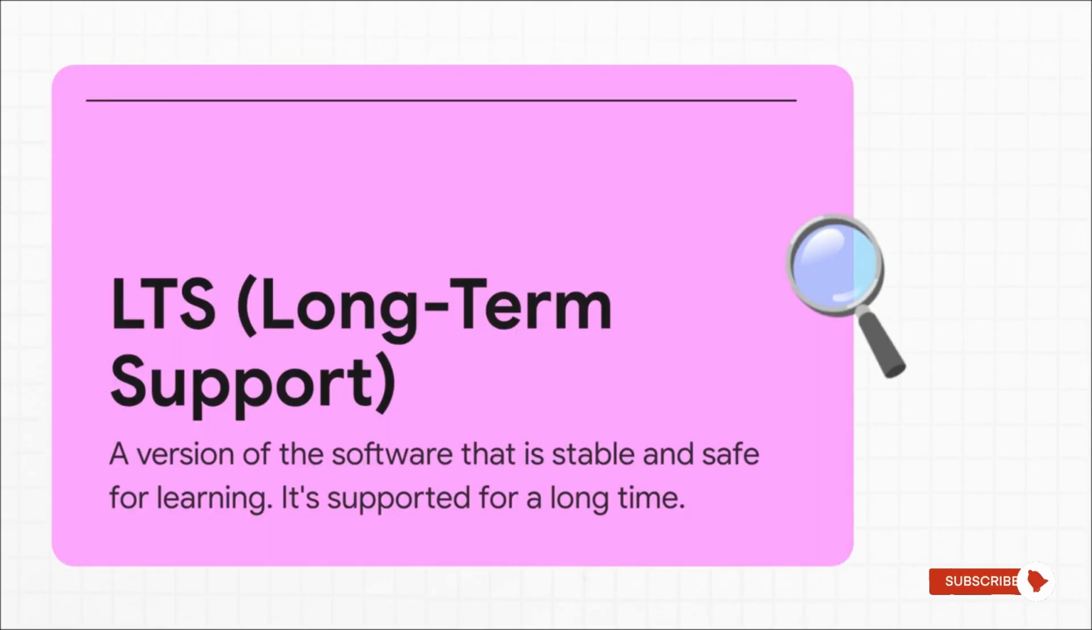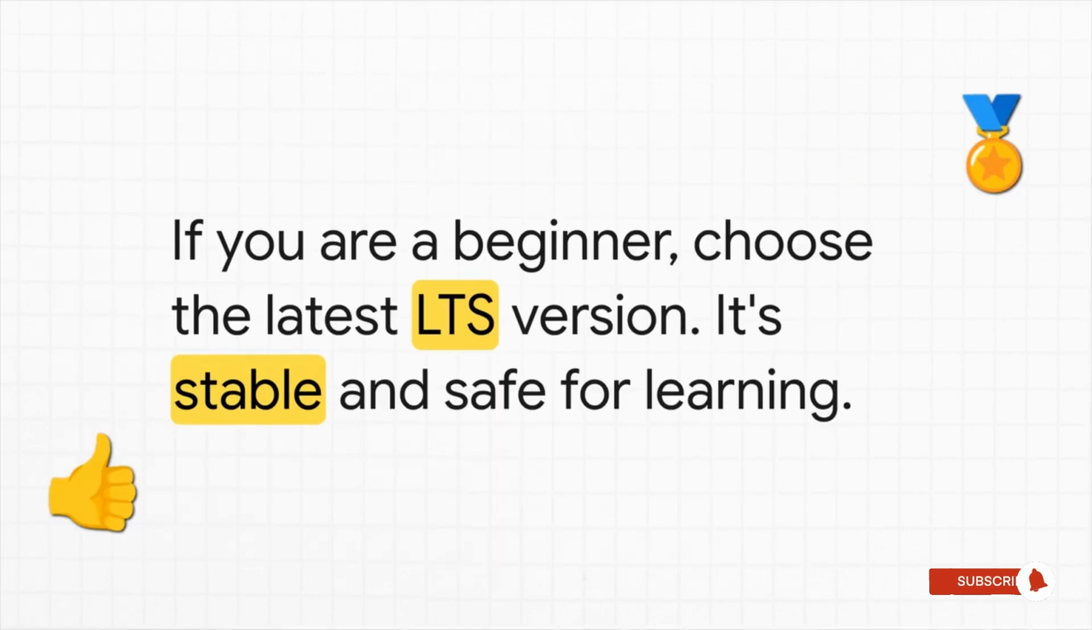Here's the secret. Always look for the letters LTS. That stands for long-term support. Basically, it's the super stable, super reliable version that's guaranteed to be supported with updates for years. It's the industry standard, and it's the perfect one for us to learn on. So on that download page, just find the tab for the latest version that has LTS right next to it. That's our target. Go ahead and select that one.